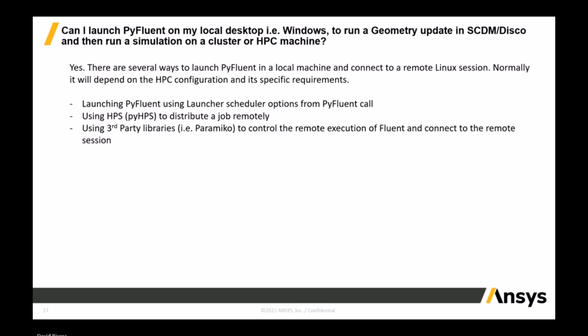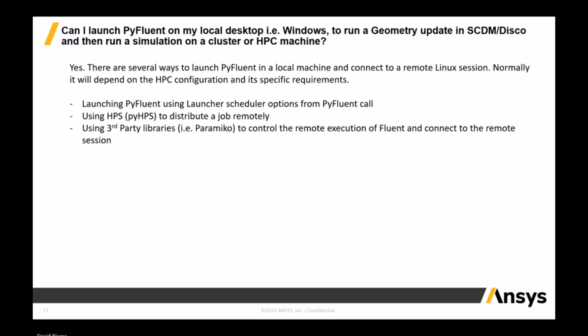And there are different ways of doing this. The first one would be launching PyFluent using launcher scheduler options. So when you trigger PyFluent, you can provide arguments to launch PyFluent remotely, directly from your local machine. The feasibility of that depends on your connectivity to the remote cluster. So you need to have ports open so that you can communicate. You should have visibility of the running machine or of the master node. But if all that is in place, then you should be able to start the PyFluent session from your local desktop, and that will outsource all the calculations to the HPC.